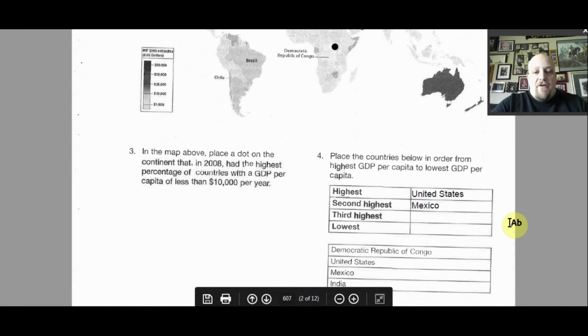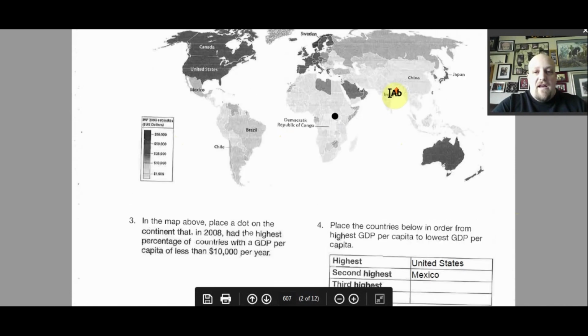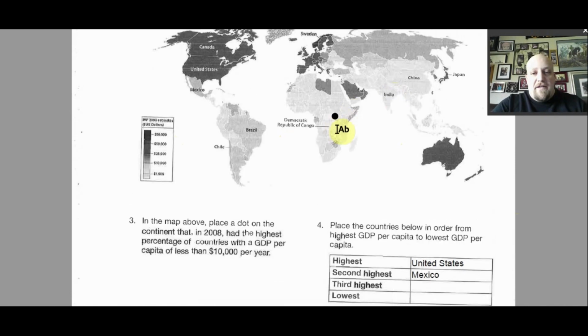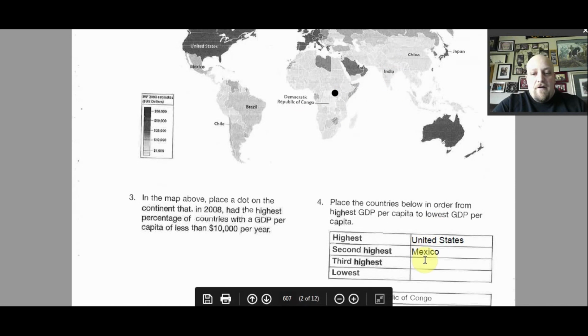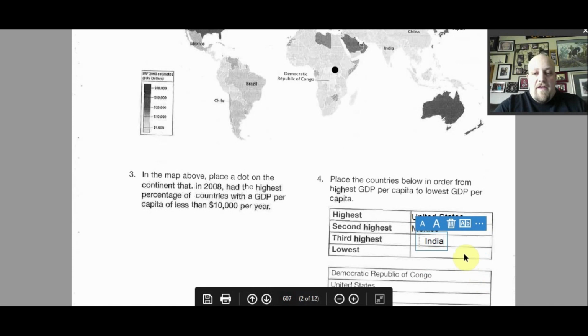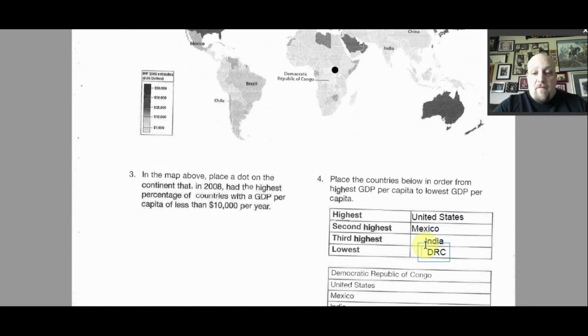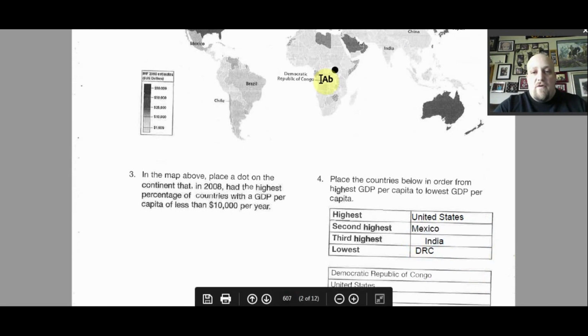And then third, we have India or DRC. India is a little darker, so that's going to be the answer for this one, India. And then that leaves the DRC as the last one. The Democratic Republic of Congo is the only one left, and they have the lowest because they're the lightest.